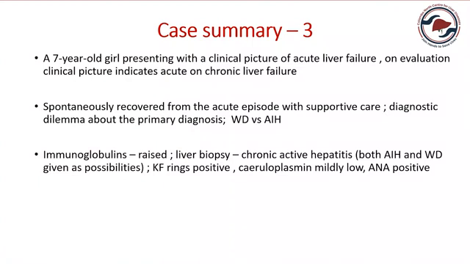Immunoglobulins were raised, pointing towards autoimmune hepatitis. Liver biopsy showed chronic active hepatitis, and they gave the possibility of both autoimmune hepatitis and Wilson's disease. Kayser-Fleischer rings were positive. Ceruloplasmin mildly low. And ANA positive. Where do we stand now?